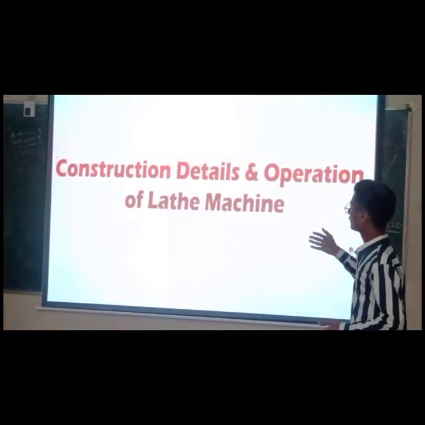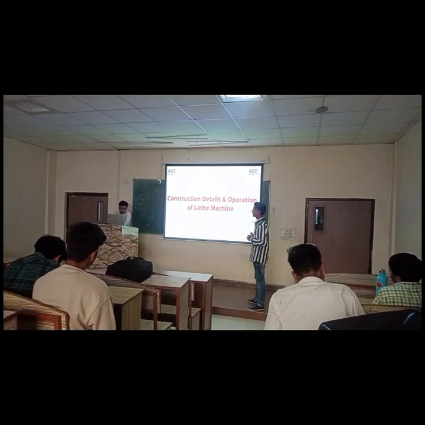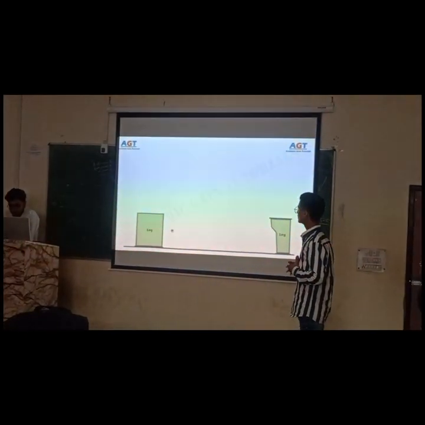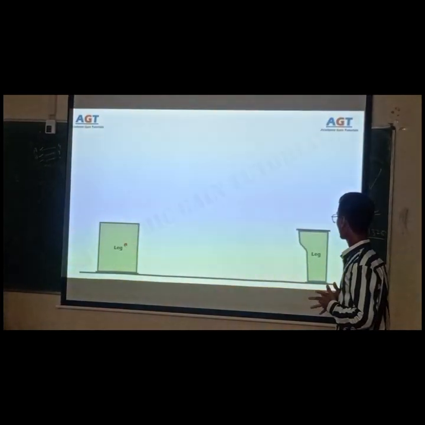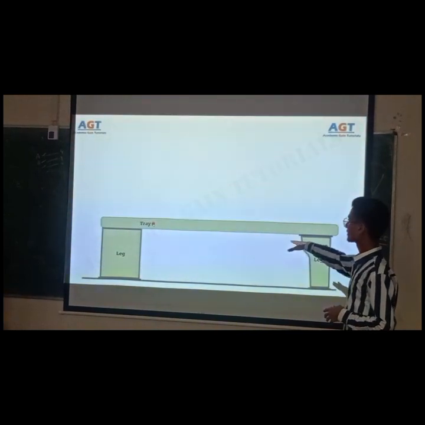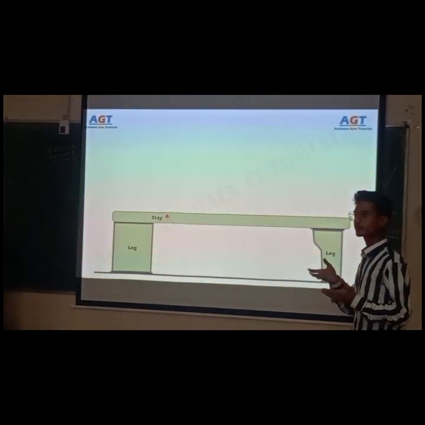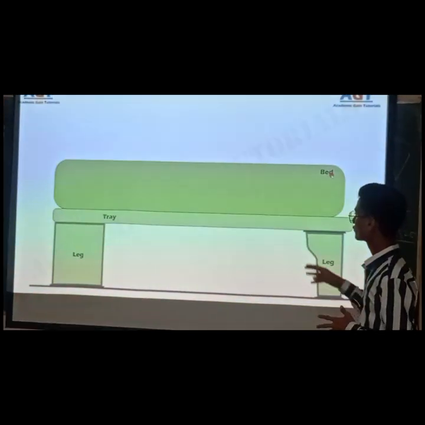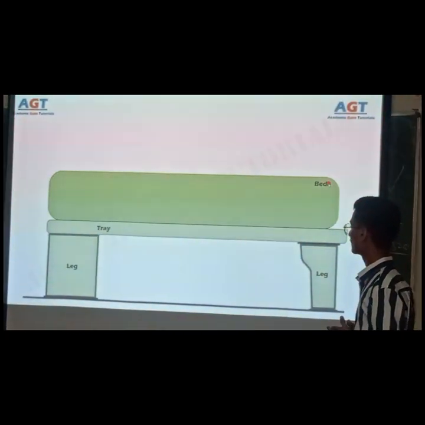So now we will watch a video for proper understanding of lathe machine construction and details. So these are the bed of the lathe machine and the legs of the lathe machine. This is the chips tray, the wastage that will come from the lathe machine, and it is used to hold the wastage of chips.